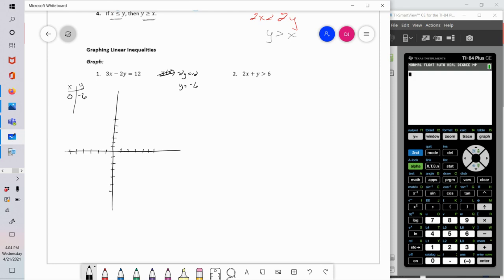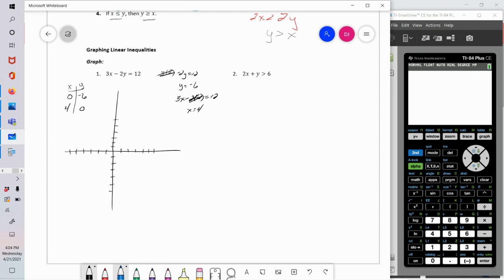Don't try to decide now what other value I should substitute in for x. My suggestion would be to put in 0 for y. And if y is 0, we're going to have 3 times x minus 2 times y, which equals 12. So 2 times 0 is 0, 3x equals 12, so x will equal 4.